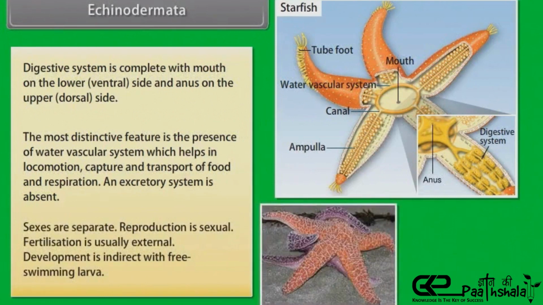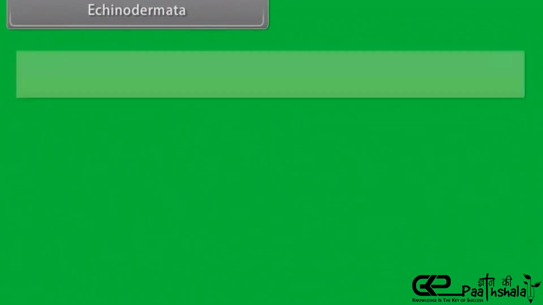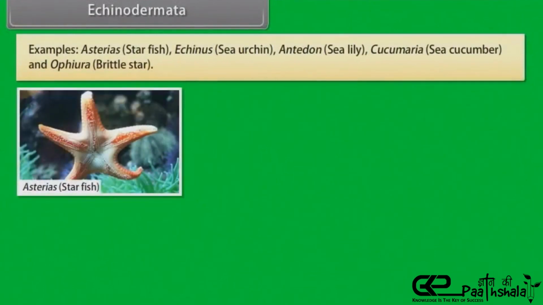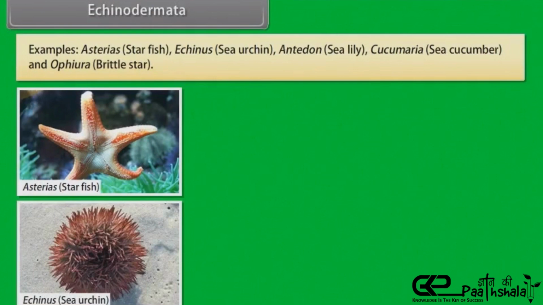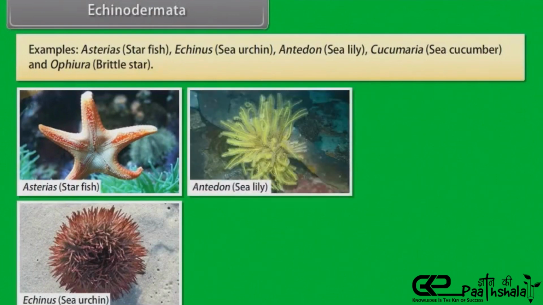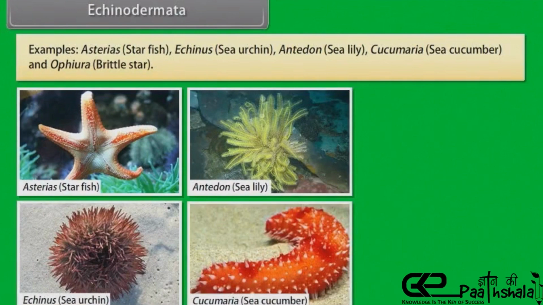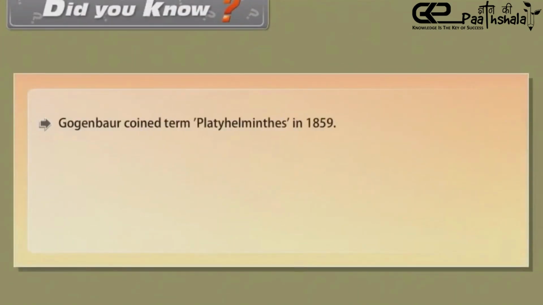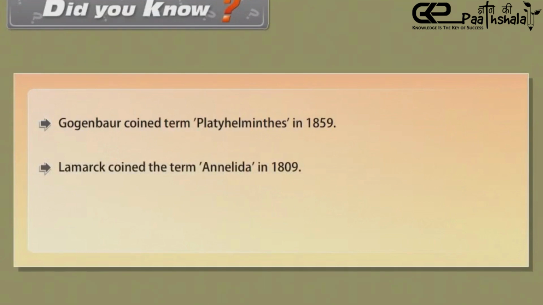Sexes are separate. Reproduction is sexual. Fertilization is usually external. Development is indirect with free-swimming larvae. Examples: Asterias, that is starfish; Echinus, that is sea urchin; Antedon, sea lily; Cucumaria, sea cucumber; and Ophiura, brittle star. Did you know? Goldfuss coined the term Platyhelminthes in 1859. Lamarck coined the term Annelida in 1809. J. Klein coined the term Echinodermata.